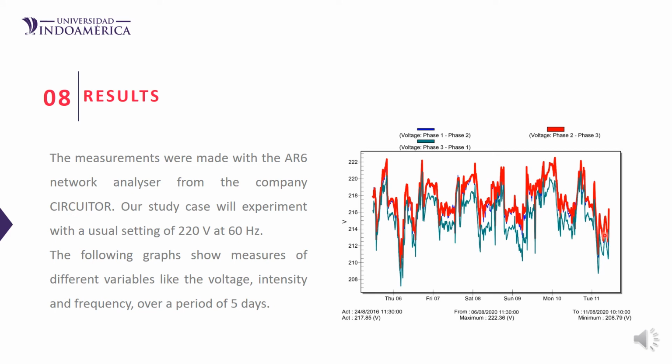Results. The measurements were made with an AR6 network analyzer from the company Circutor. Our study case will experiment with a usual setting of 220 volts and 60 hertz. The following graphs show the measurements of different variables, like in this case, voltage, intensity, and frequency over the period of 5 days.